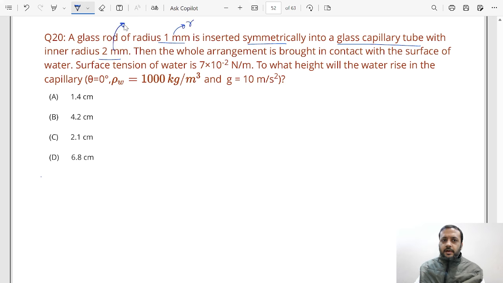So this will become 2r. Okay, we will put the value of r later. The whole arrangement is brought in contact with the surface of water. Surface tension is given. To what height will it rise? So let's first understand the situation.